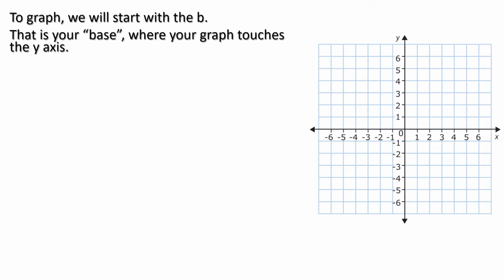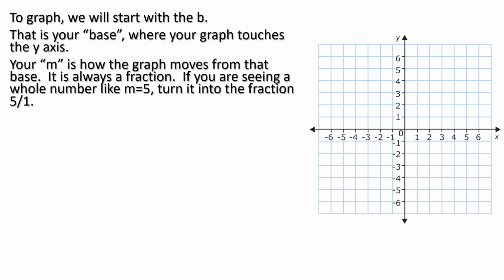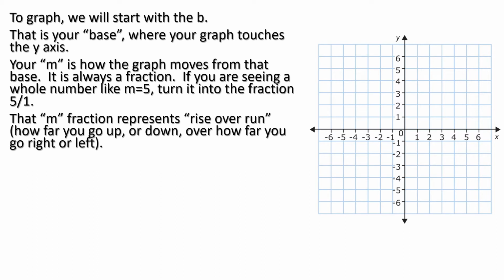To graph, we will start with the b. That is your base, where your graph touches the y-axis. Your m is how the graph moves from that base. It is always a fraction. If you are seeing a whole number, like m equals 5, turn it into the fraction 5/1. That m fraction represents rise over run, how far you go up or down, over how far you go left or right. For our first example, we had y equals negative 2/3 x plus 2.